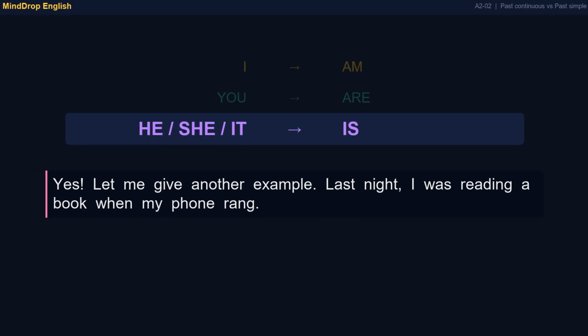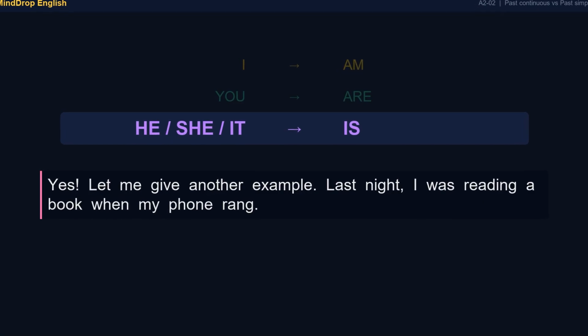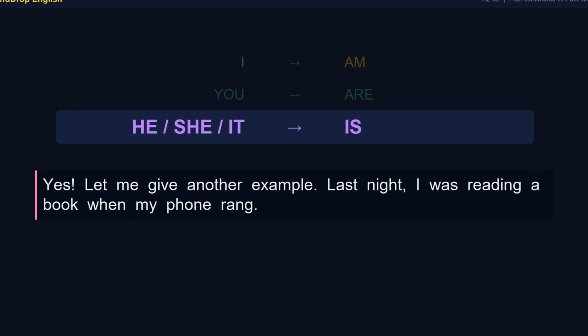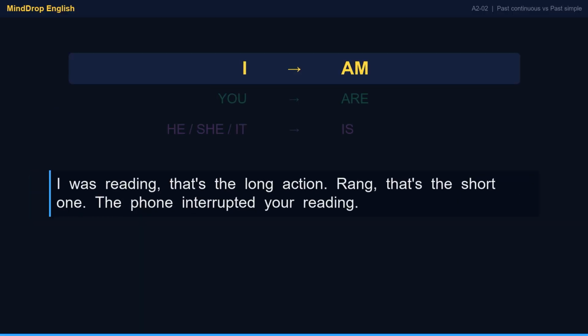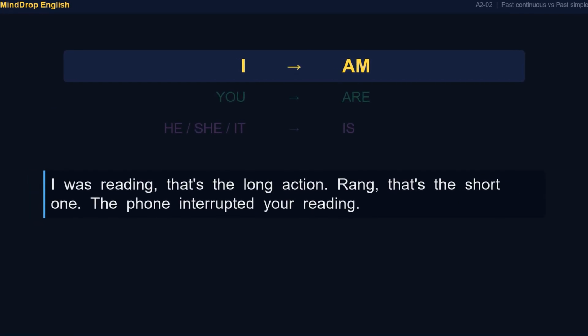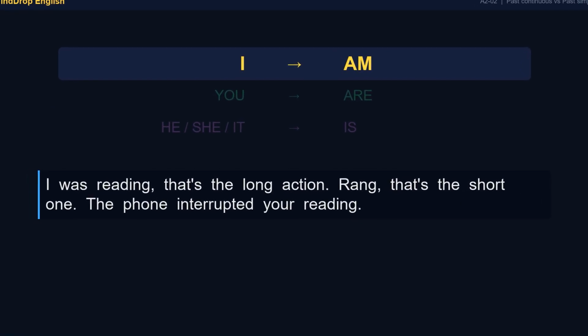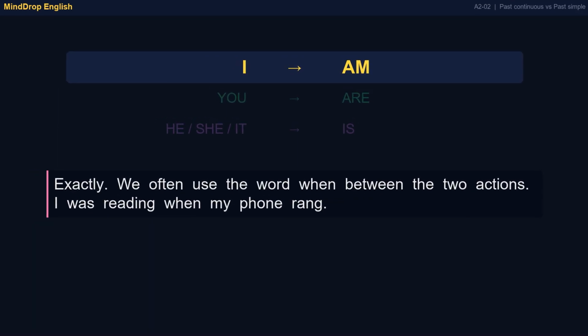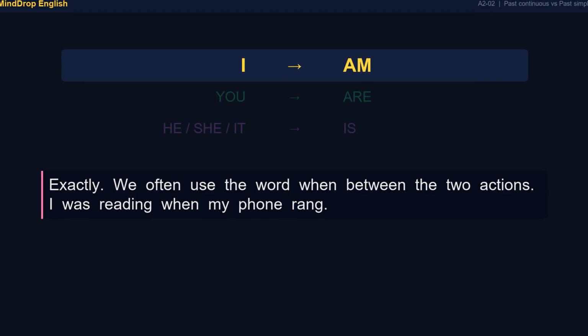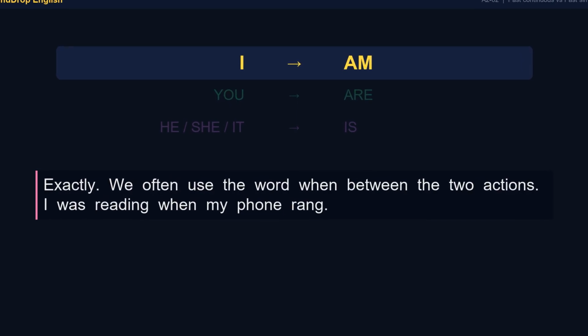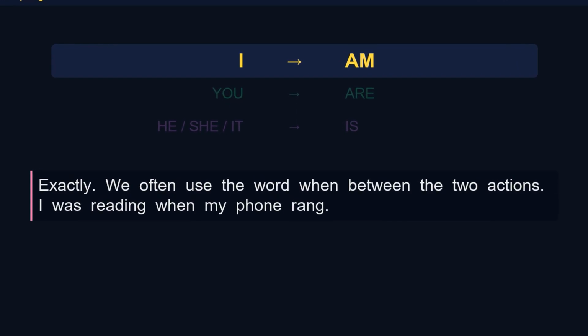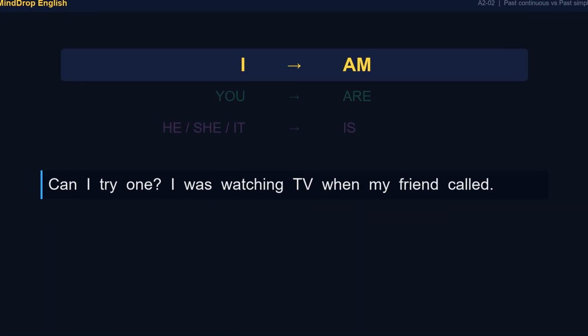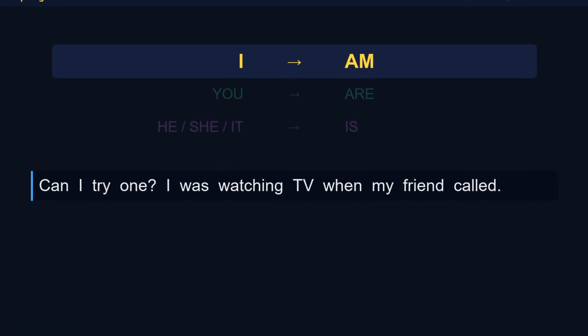Yes. Let me give another example. Last night, I was reading a book when my phone rang. I was reading, that's the long action. Rang, that's the short one. The phone interrupted your reading. Exactly. We often use the word when between the two actions. I was reading when my phone rang. Can I try one? I was watching TV when my friend called.